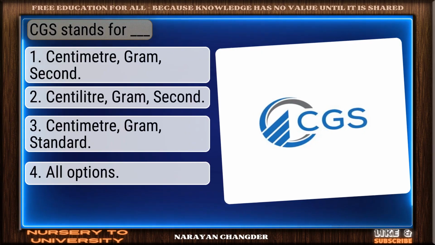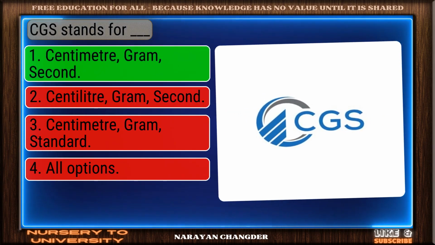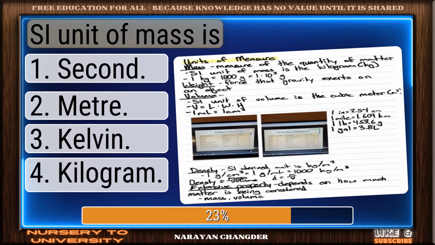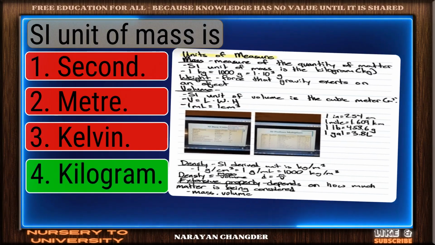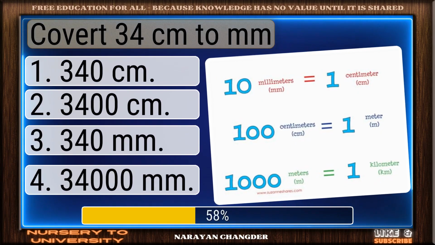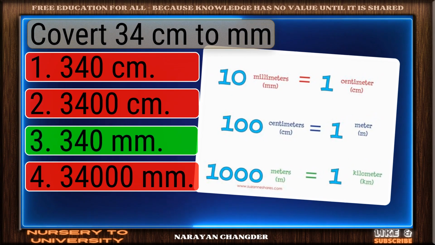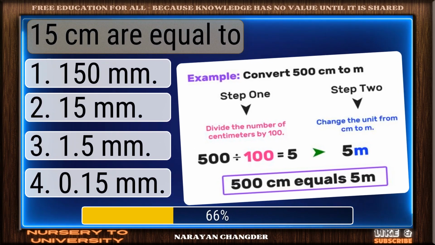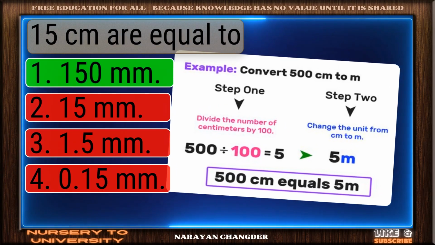CGS stands for dash. You chose centimeter, gram, second, and it is correct. SI unit of mass is. Nicely done. Kilogram is a solid answer. Convert 34 m to mm. You're right. 34,000 mm is the correct answer. 15 cm are equal to. Great thinking. 150 millimeters is the right choice.